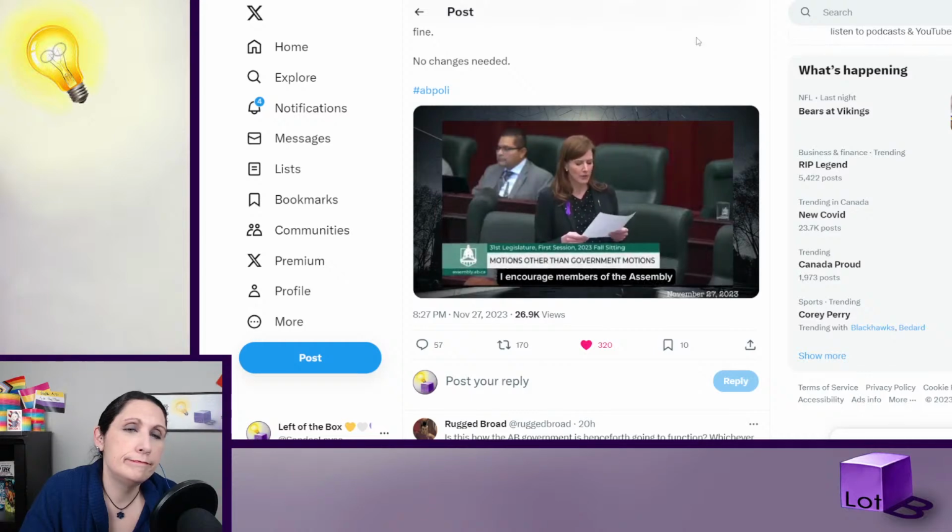I encourage members of the Assembly to recognize that Alberta's government stands by women and women's health through existing programs, and therefore to not support Motion 503.